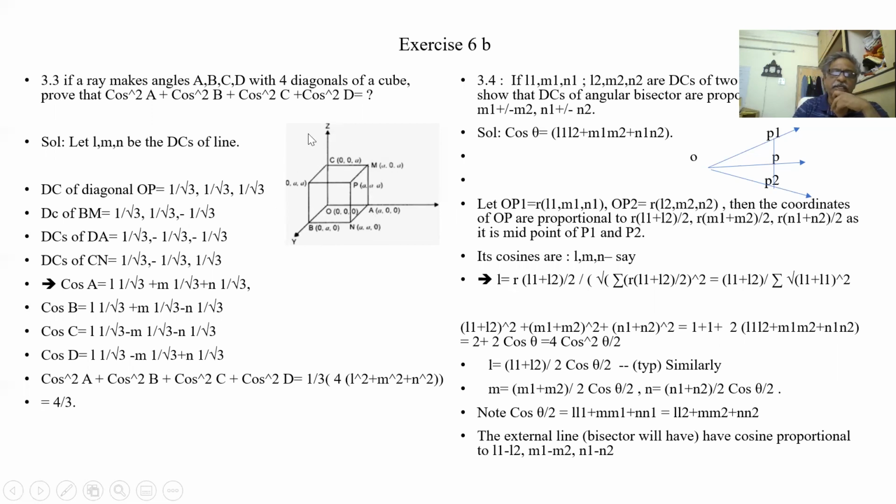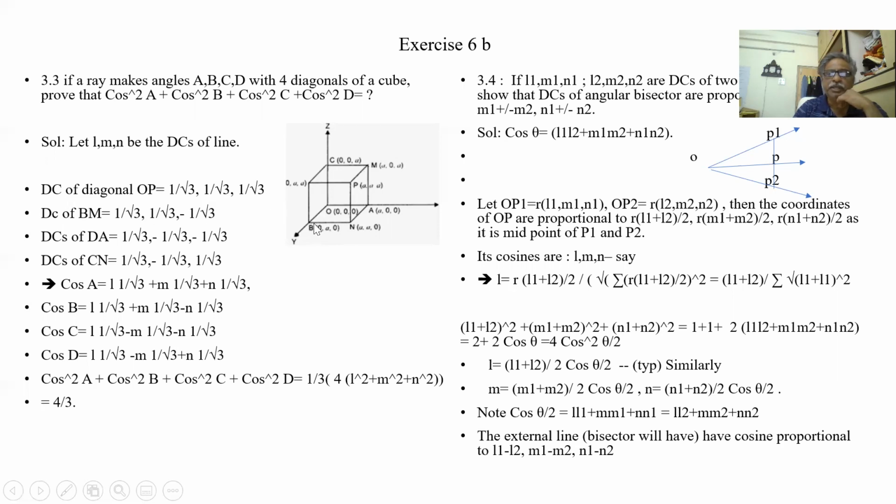Let us see the direction cosines of all the 4 diagonals. First, the length is root 3a. The diagonal length is root 3a because a square plus a square plus a square gives root 3a. So the direction cosines are 1 by root 3, 1 by root 3, 1 by root 3. So the DC of diagonal OP, O and P, all are positive: 1 by root 3, 1 by root 3, 1 by root 3.